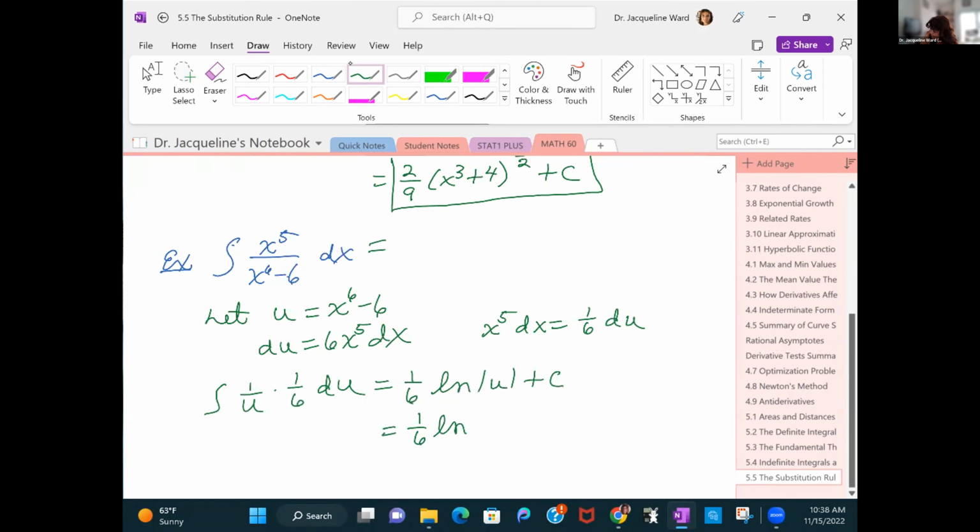And then we put the x stuff back in. So we do a change of variable to u, so we get it in a form that we know how to integrate. We integrate and then we switch back to the x.